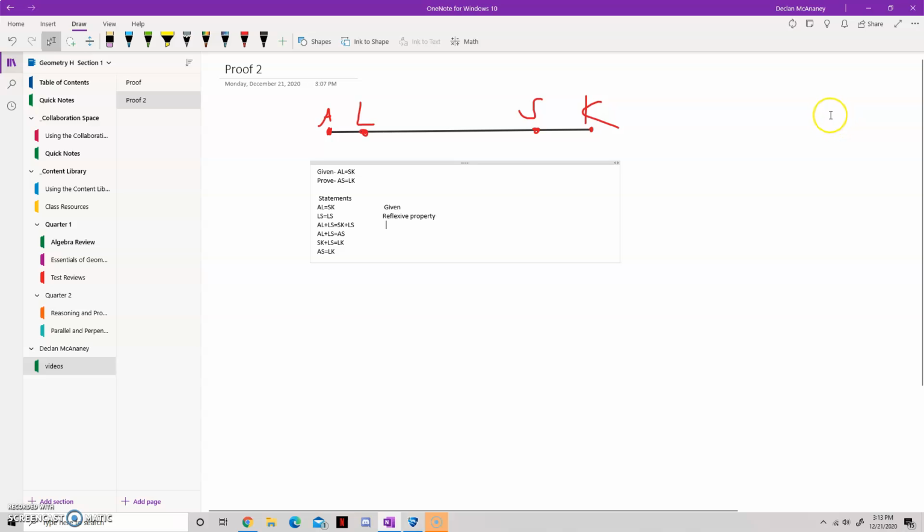AL plus LS equals SK plus LS. This is the addition property of equality, because we already know what it says, that if two expressions are equal to each other and you add the same value to both sides, so we know AL equals SK, and we also know LS equals LS, so we can add these.